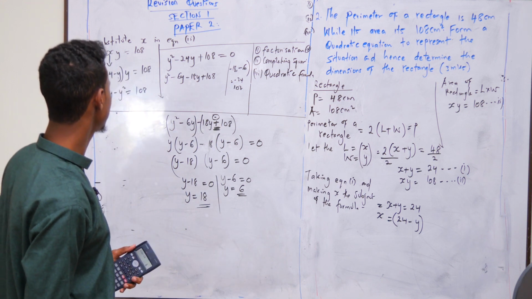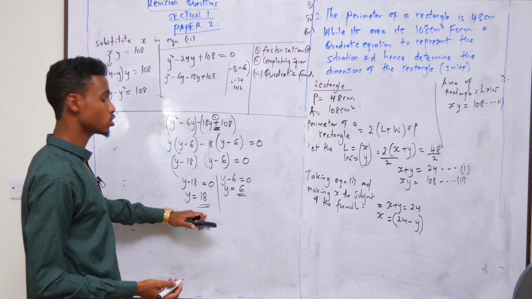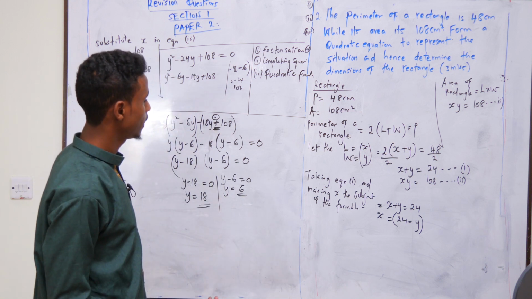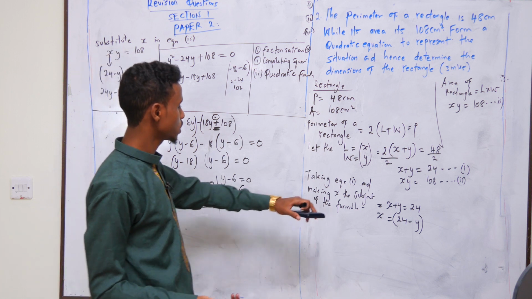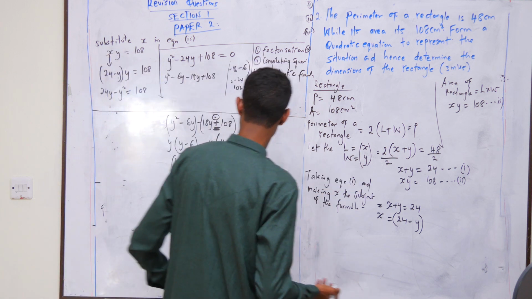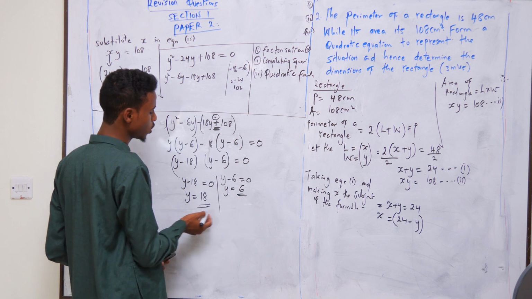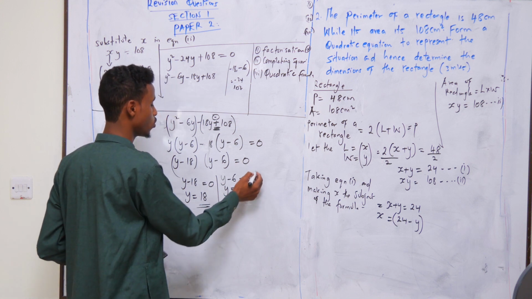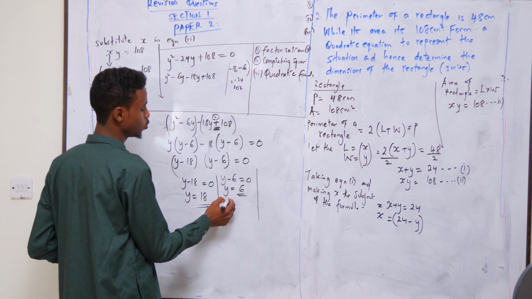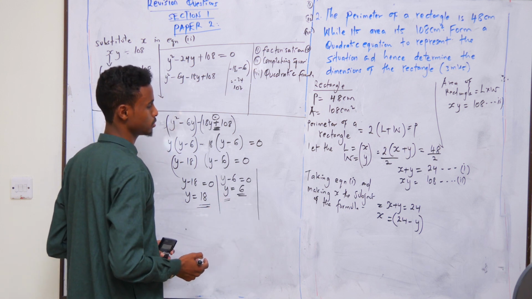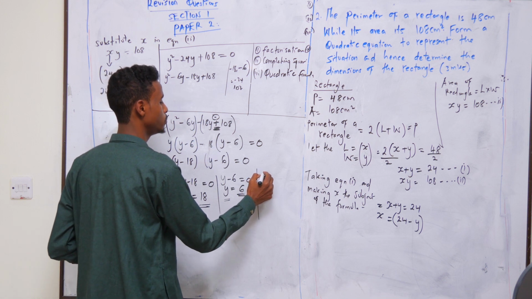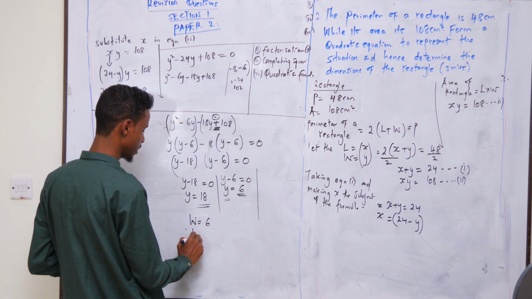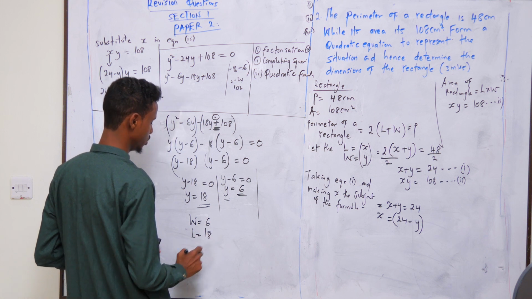Now we got the value of y as 18. We also got the value of y as 6. Now, what was our y? Our y here was the width, so the width cannot be 18. The two numbers will either be 18 or 6. And y was representing the width. Therefore, the width will be 6, and the length will be 18.